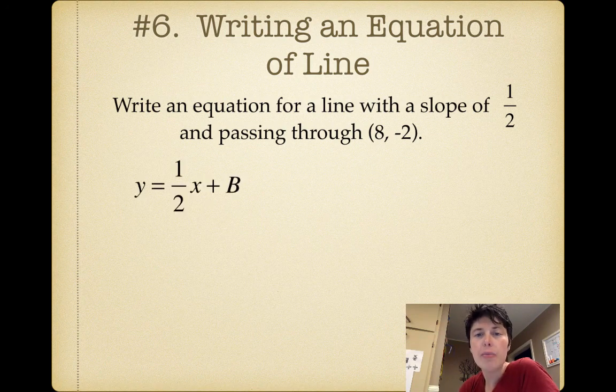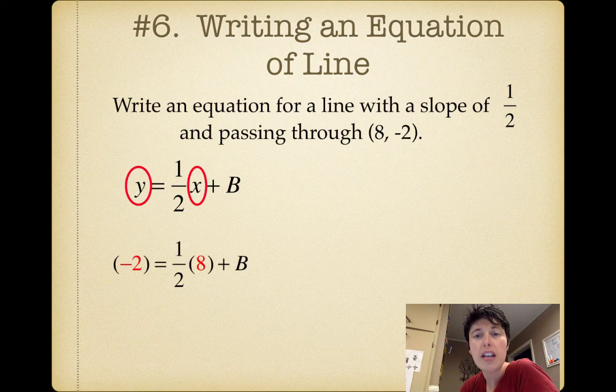We have the slope, it's 1/2. So we know the equation is y equals 1/2 x plus b. We just got to solve for the plus b with the point they gave us. So I'm going to take x and y, and I'm going to substitute in the (8, -2), and I'm going to solve for b. And I'm going to do it as carefully as I can.